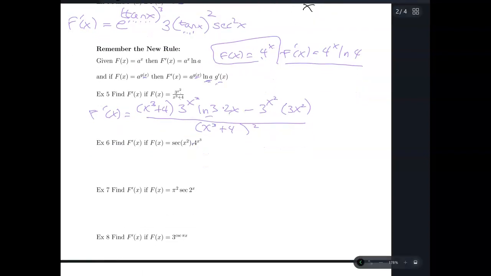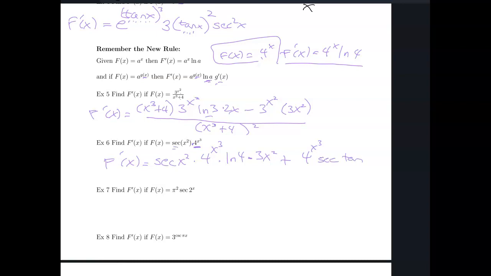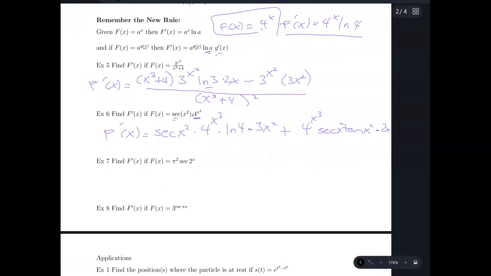Okay, this one I see product rule. So product rule here, so taking the derivative, I get first d second. So this is 4 to the x cubed times ln of 4 times 3x squared plus the second, and then d first. So derivative of secant is secant tangent. I carry the x squared along in the angle, and then I have to multiply by the derivative of that angle, so 2x.